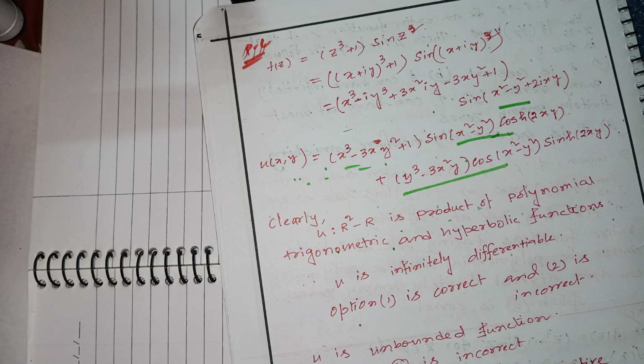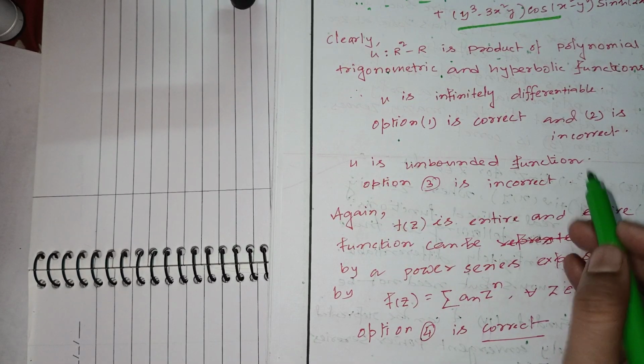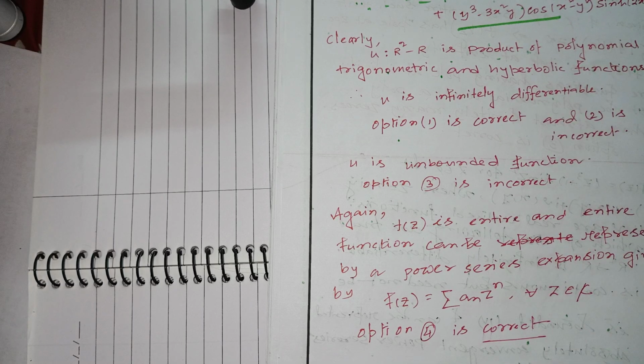So correspondingly option 2 is incorrect. u is an unbounded function because the exponential function, sine hyperbolic and cos hyperbolic exist, which are unbounded. So u is an unbounded function. So option 3 is incorrect.